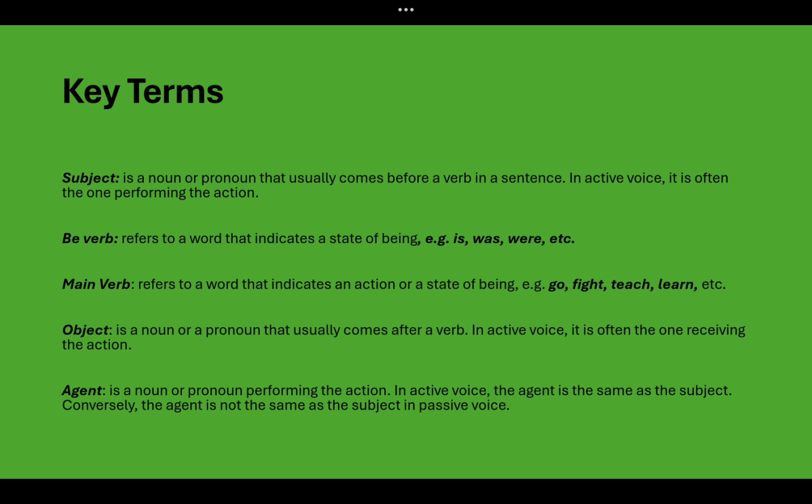Number 4. Object. Object is a noun or a pronoun that usually comes after a verb. In active voice, it is often the one receiving the action. Number 5. Agent. The agent is a noun or pronoun performing the action. In active voice, the agent is the same as the subject. Conversely, the agent is not the same as the subject in passive voice.